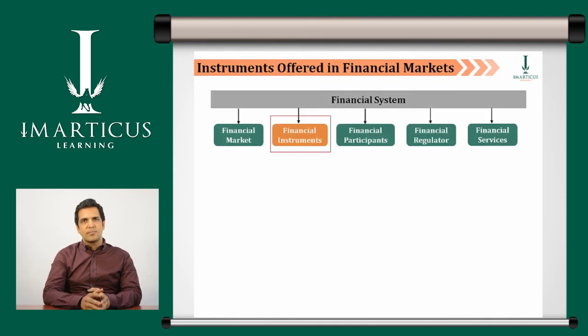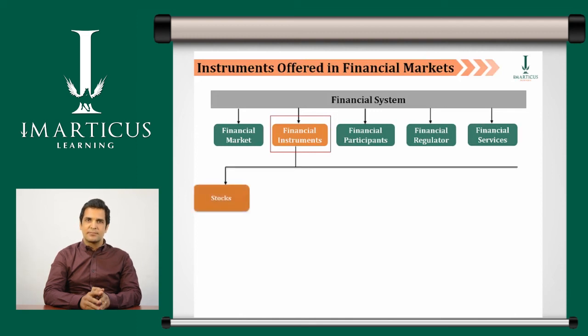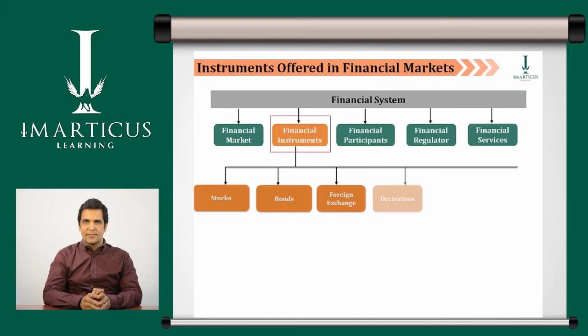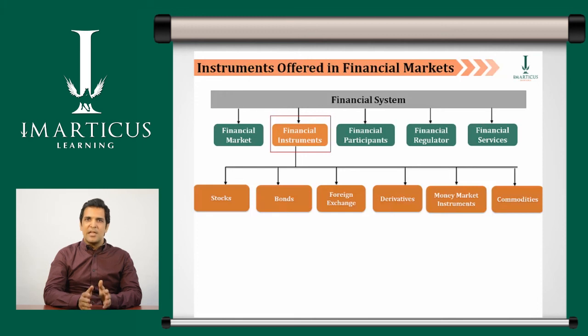In a financial system, there is a wide range of financial products that are offered. These include stocks, that is equity, preference, and common shares; bonds, which are short term and long term; foreign exchange, derivatives, money market instruments, and commodities. Each of these instruments will be explained in greater detail in later sessions.